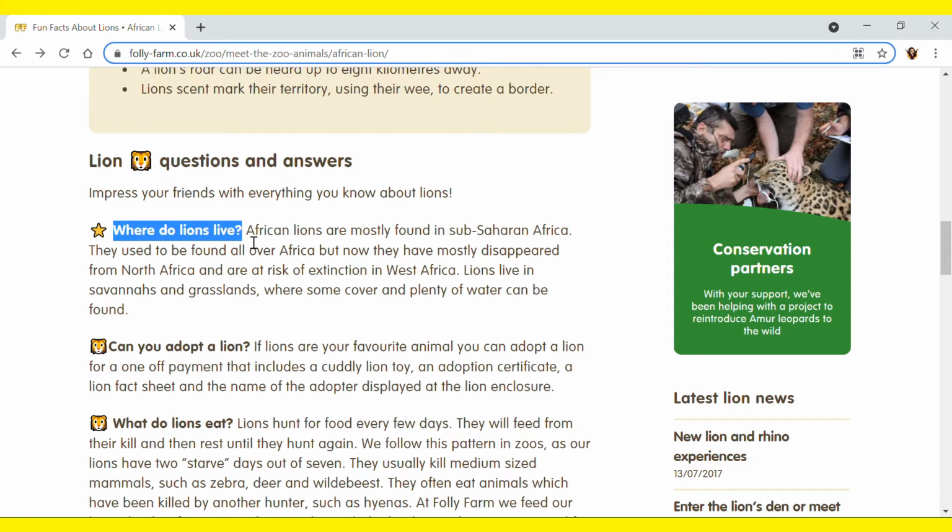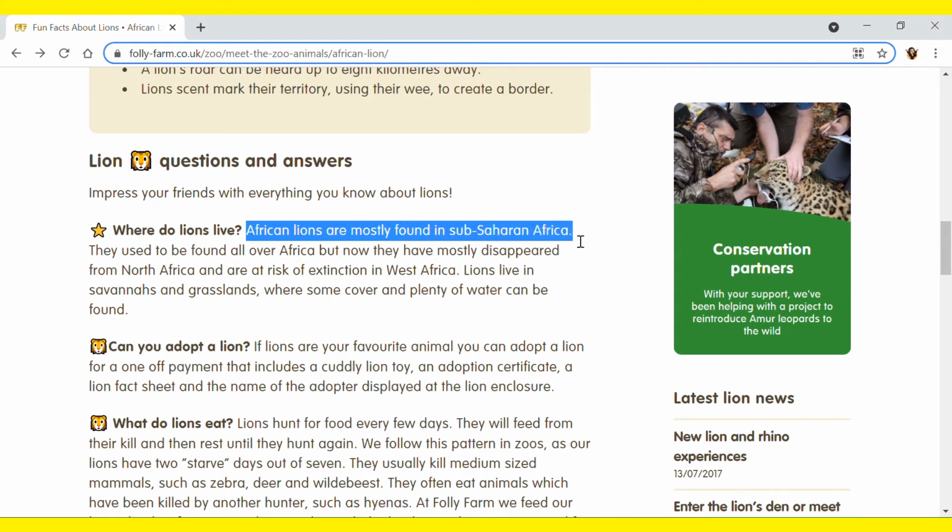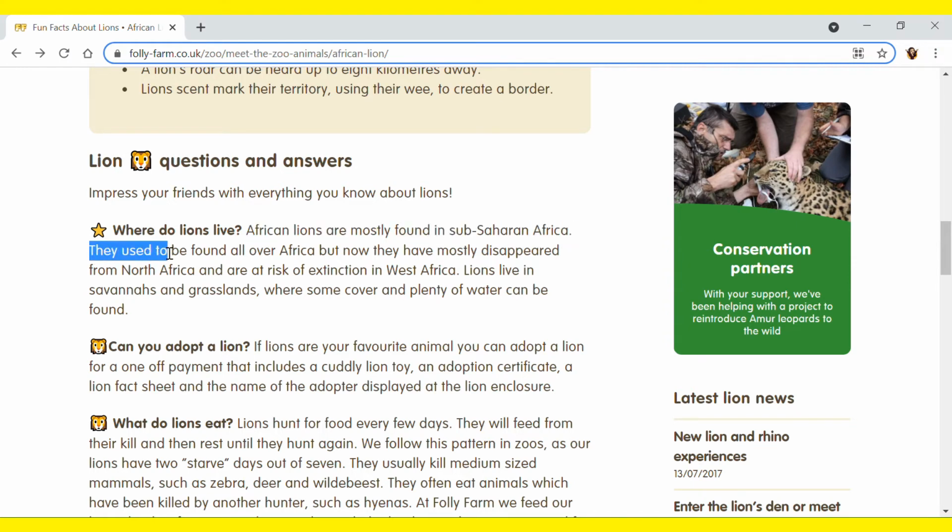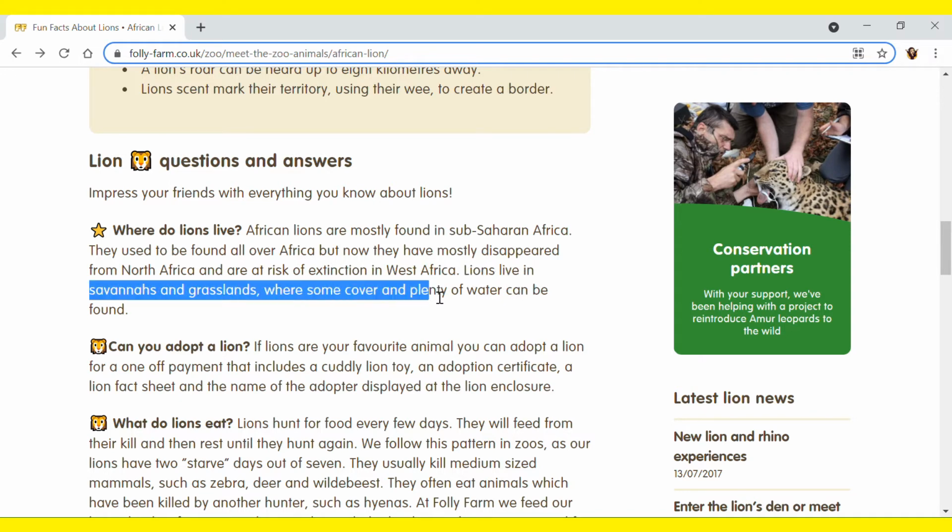So now, next to that question, I'm going to read the information that we can see. And as I read, I'll highlight. African lions are mostly found in sub-Saharan Africa. They used to be found all over Africa, but now they have mostly disappeared from North Africa and are at risk of extinction in West Africa. Lions live in savannas and grasslands, where some cover and plenty of water can be found.